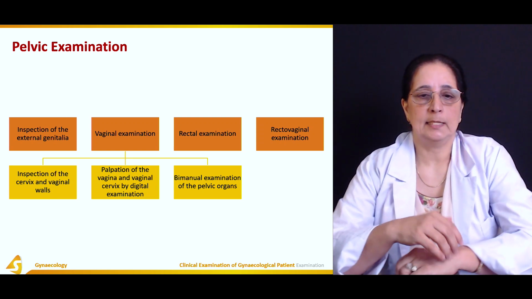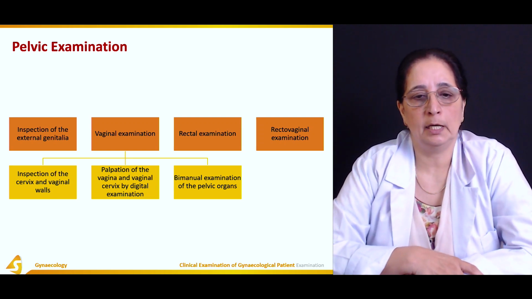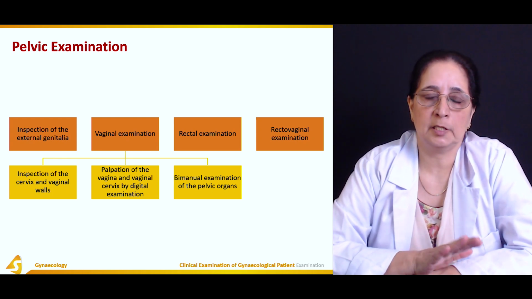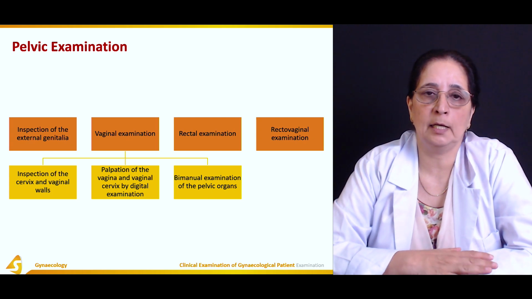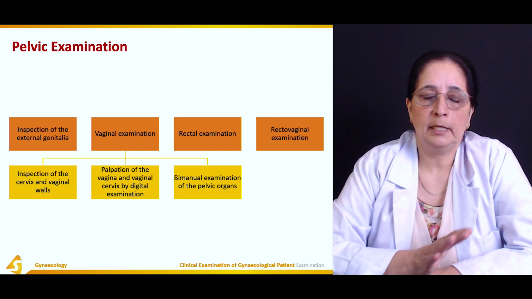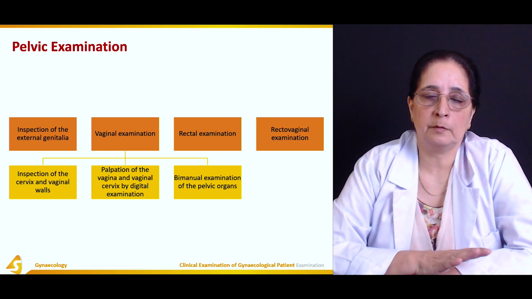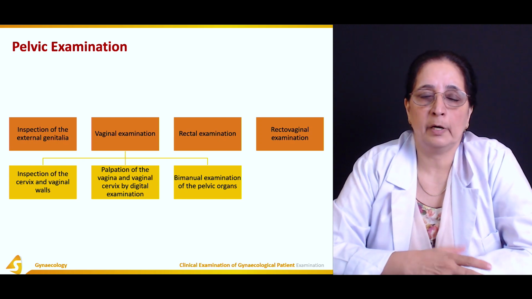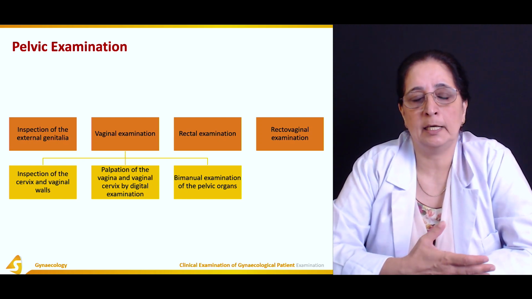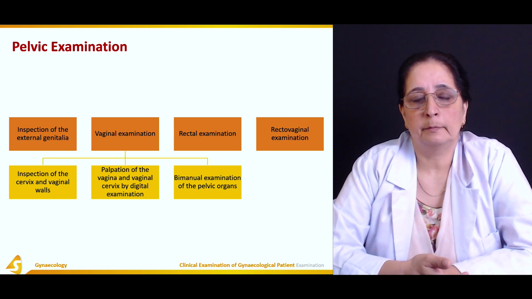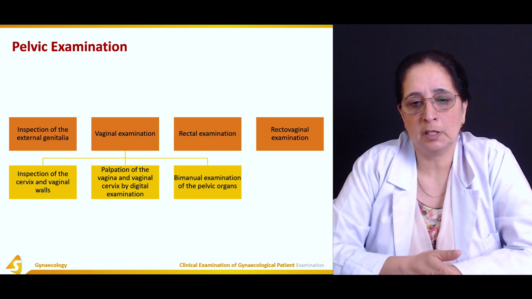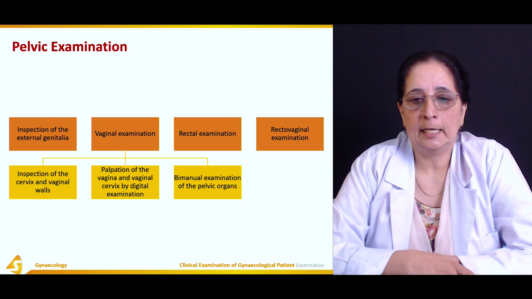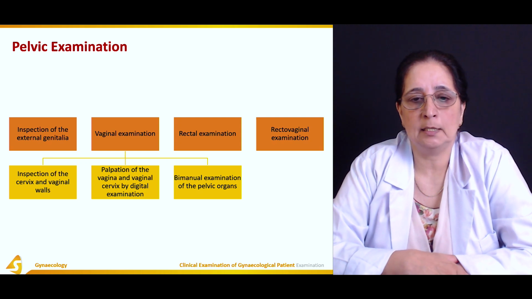Then in the pelvic examination, we do the inspection of the external genitalia. The first step, when the patient is positioned in the lithotomy position with the feet in the stirrups, is just to observe and examine the external genitalia. Look for any lesions, any swellings, any fissures. All these can be examined in the external genitalia. Then the vaginal examination is the second step.